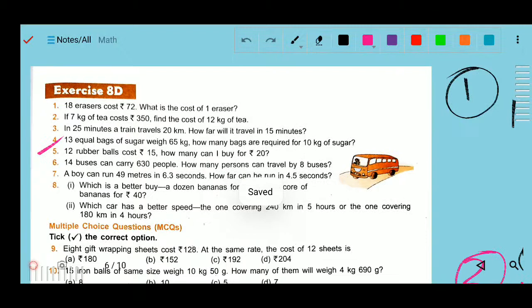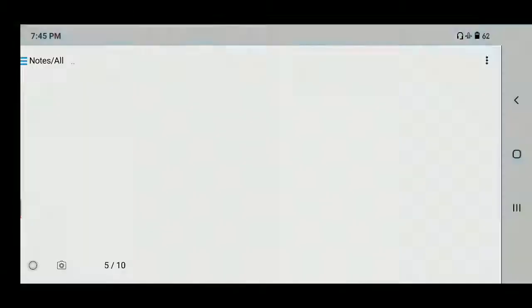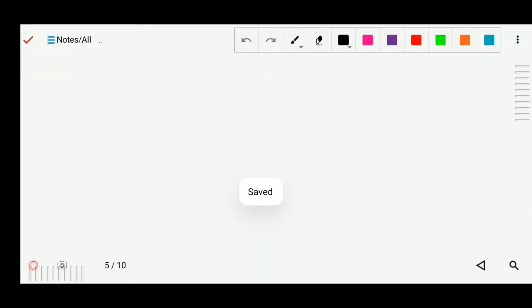Question number 8 is that which is a better buy, a dozen of bananas for rupees 30 or a score of bananas for rupees 40. So you have to find out which one is your better deal. So that I will solve. That is question number 8.